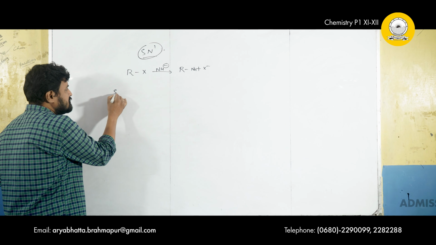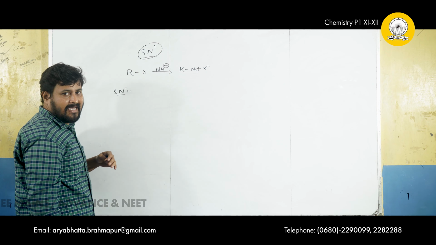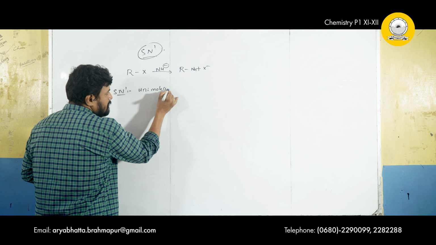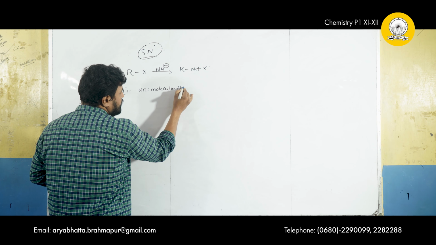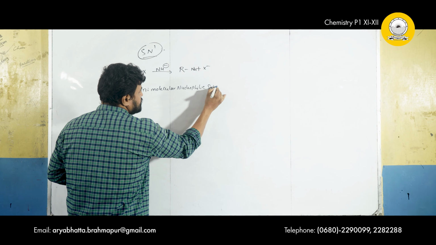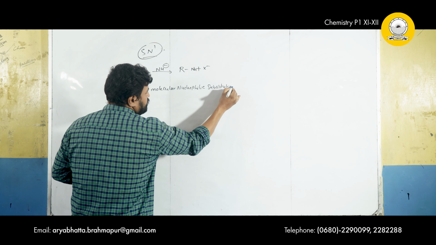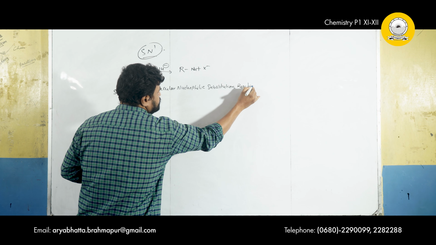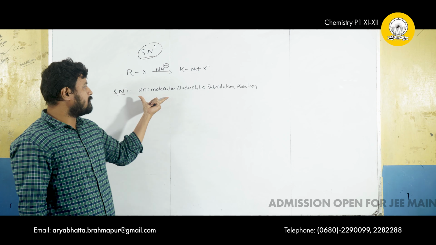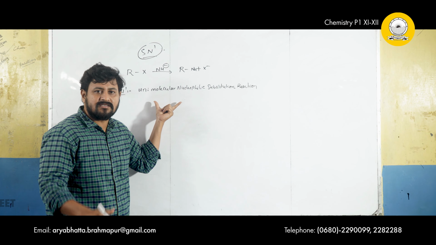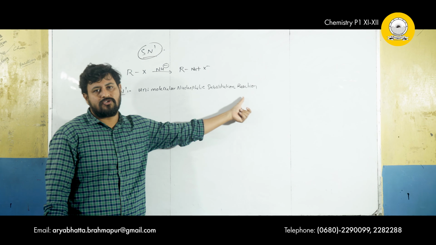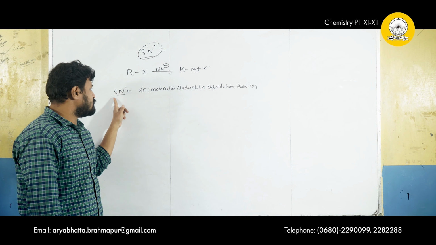What is the SN1 mechanism? First of all, the abbreviation of SN1 is unimolecular nucleophilic substitution reaction. SN1 means unimolecular. 1 represents unimolecular, that means the reaction has molecularity 1. N is nucleophilic and S is substitution reaction. This is the SN1 abbreviation.